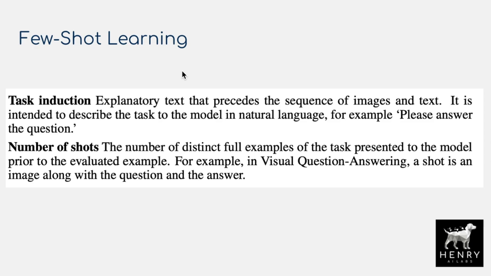So the next common thing, this idea of the number of shots. When you say few-shot, you're describing how many examples are given. So one shot means you have one example, two shots, three shots, and so on.